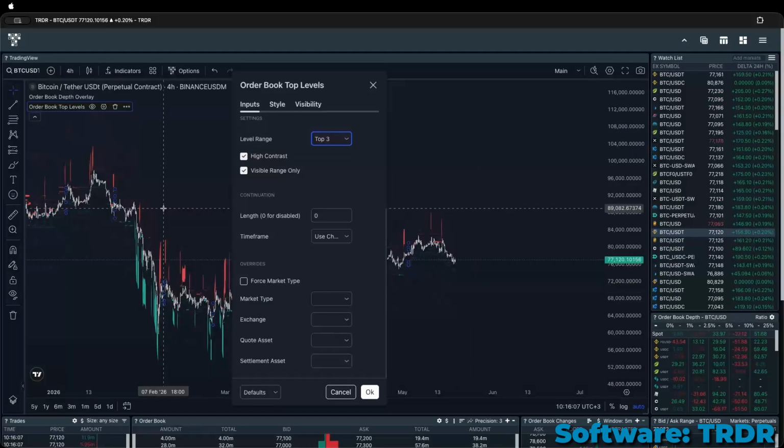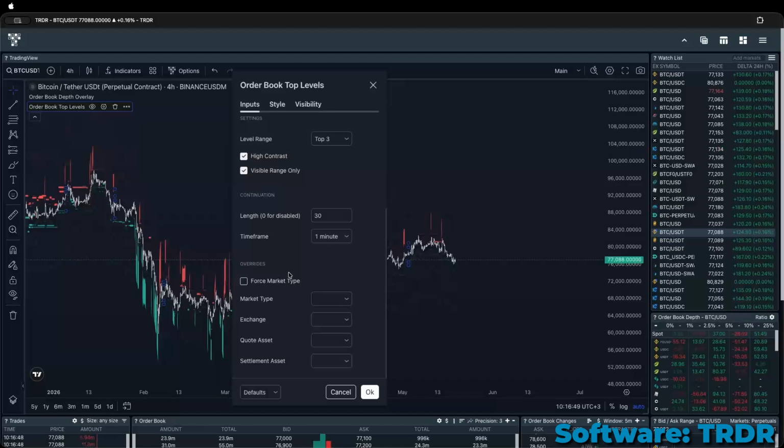You also get the continuation, which is something that TRDR added recently to help out with spoofing. So now you can choose for how long you want the level to have been active before it gets shown on the chart. What I also like to do here is choose 30 and move this to a minute. So what we now did with this is that we are now seeing orders that have been active for more than 30 minutes.